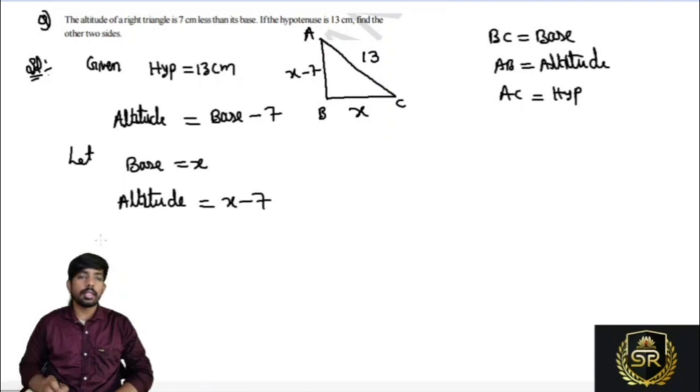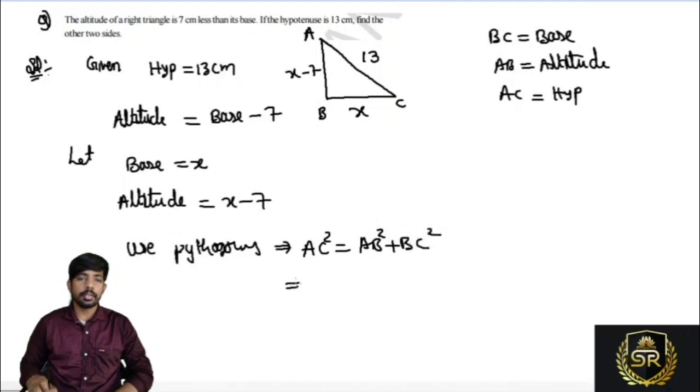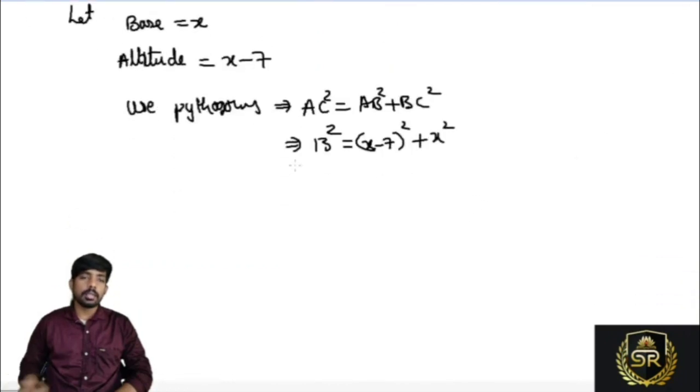Now we use the Pythagoras theorem. What is the Pythagoras formula? AC square is equal to AB square plus BC square, right? So AC square is 13 square, which equals AB, that is x minus 7 whole square, plus BC, which is x square. Now we will solve this problem.